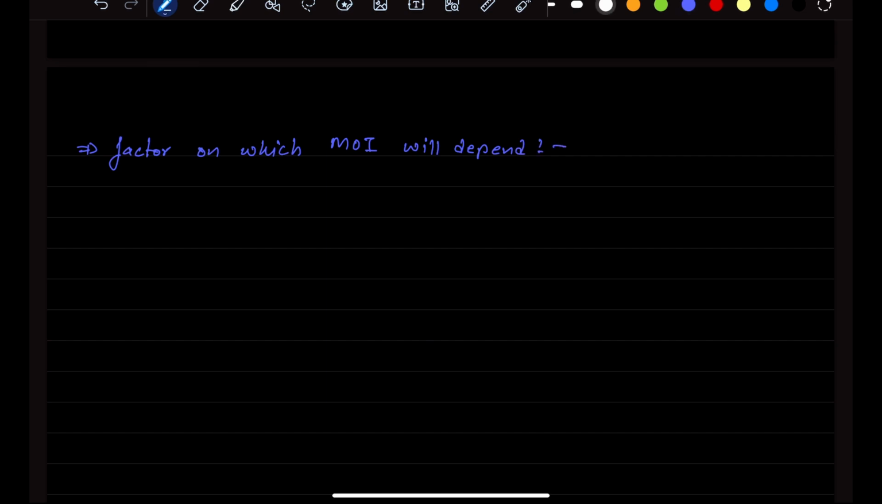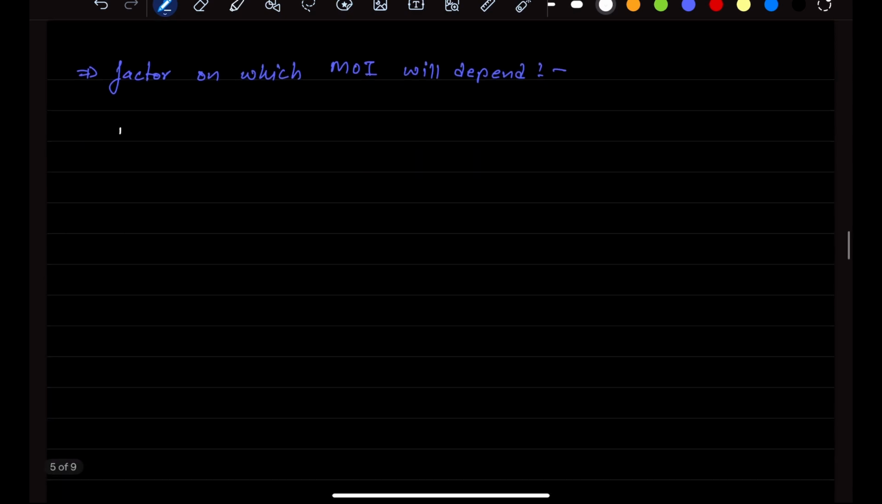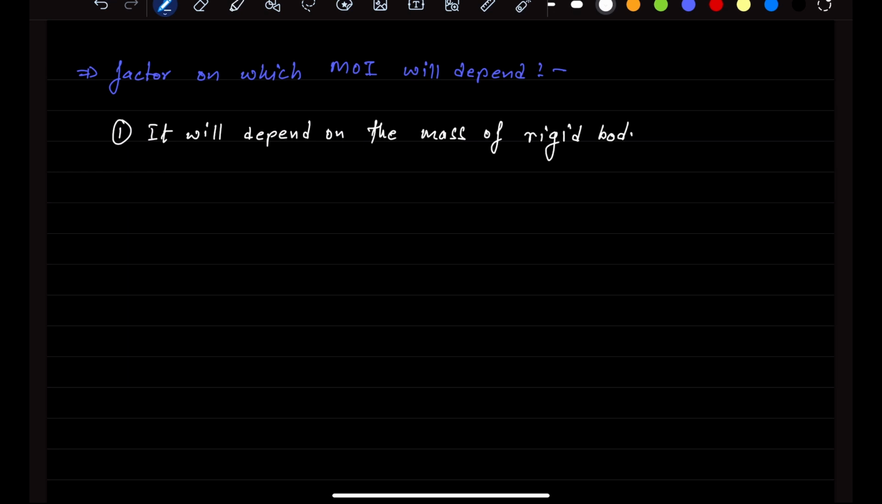Okay, what is the formula for the moment of inertia? Integration of r square dm. So tell me, will it depend on the mass? Yes, of course it will depend on the mass. So it will depend on the mass of a rigid body, right?